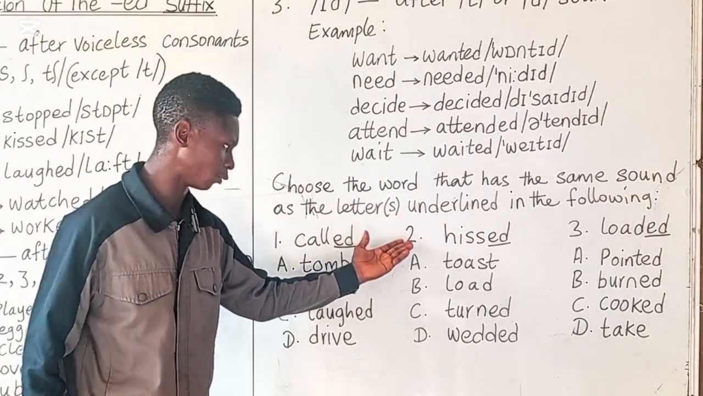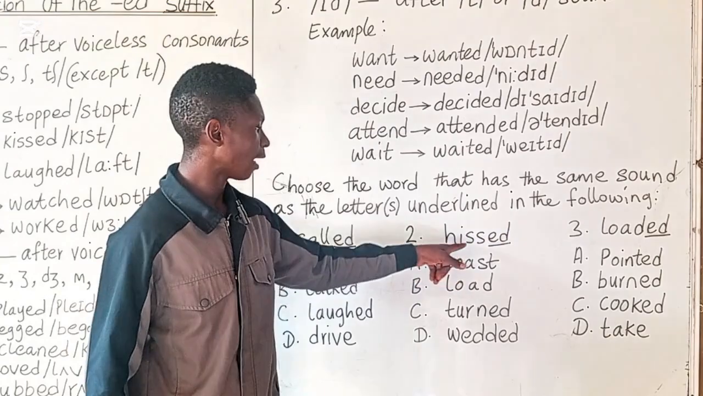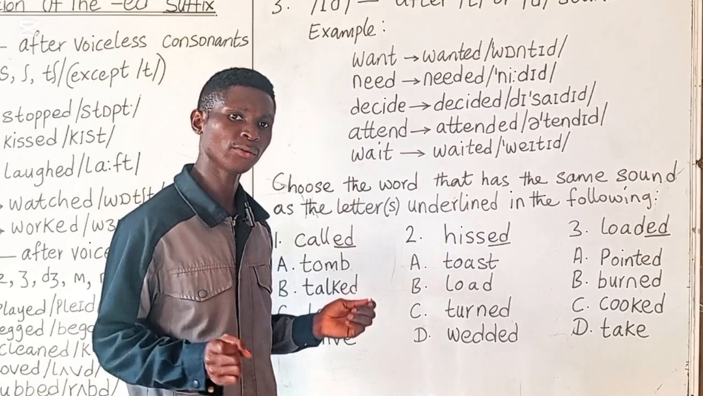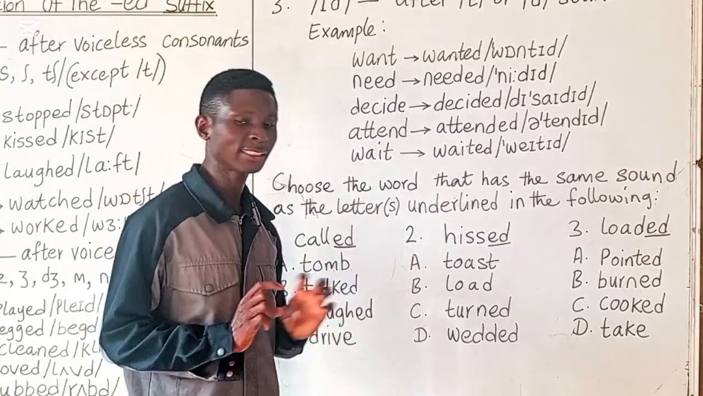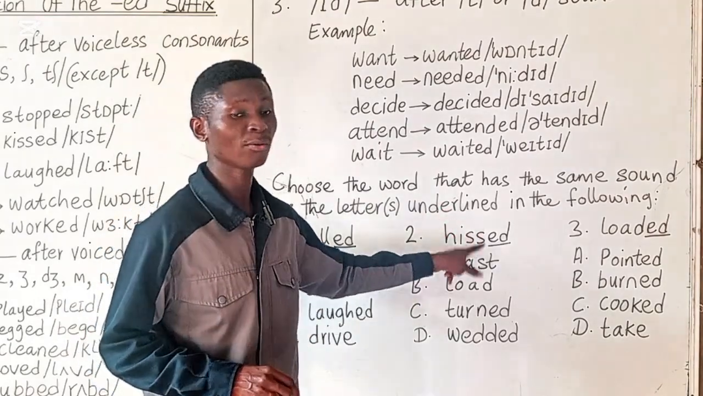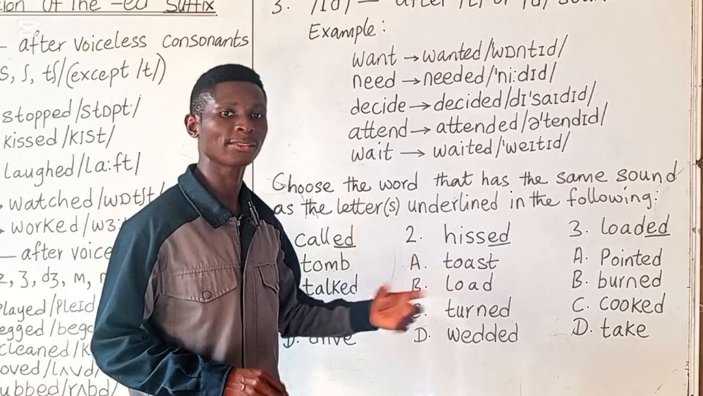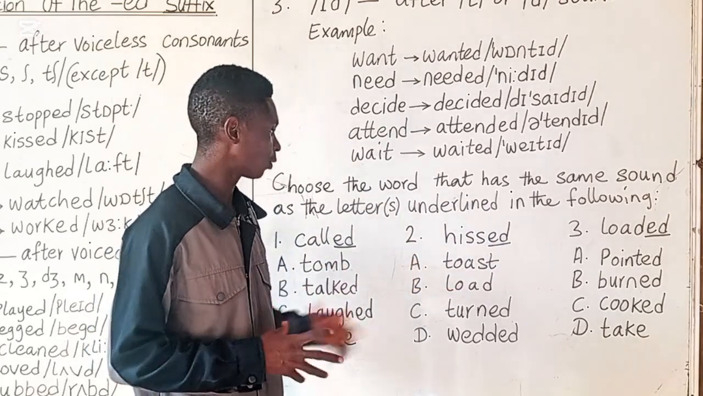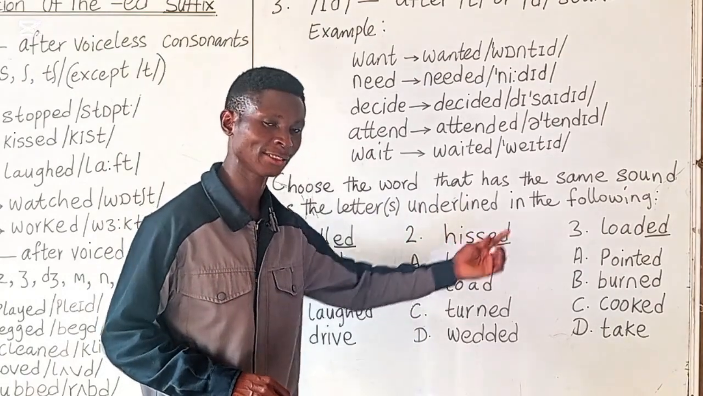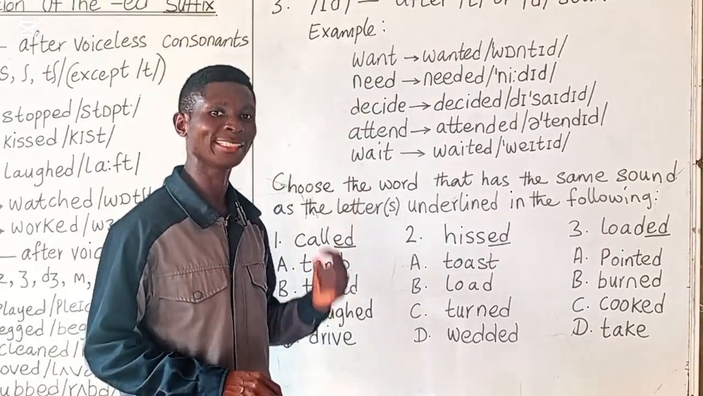We go over to number 2. The word given is hissed and ed is underlined. In place of ed, what sound do we have there? To determine the sound we have there, we consider the sound before it. And the sound before it is s, which is a voiceless sound. So since it's a voiceless sound, we realize the ed as t. So in the options, what we are looking for is the word with the t sound.